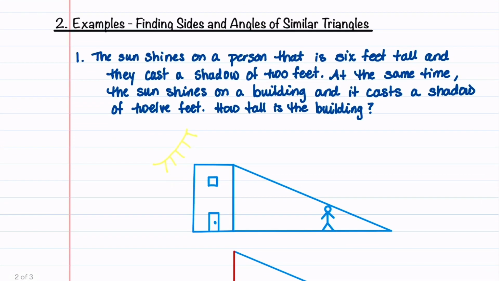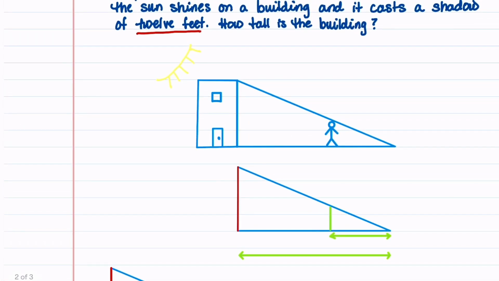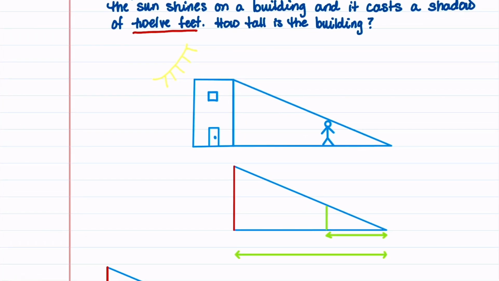In our first example, the sun shines on a person that is 6 feet tall. So let's go ahead and underline that. And the person casts a shadow of 2 feet. At the same time, the sun shines on a building and it casts a shadow of 12 feet. And we want to know how tall is the building. So in our diagram, you can see we have the building with a person and then the sun shining on both of them. From this diagram, we can write down a picture with the 2 triangles in it.